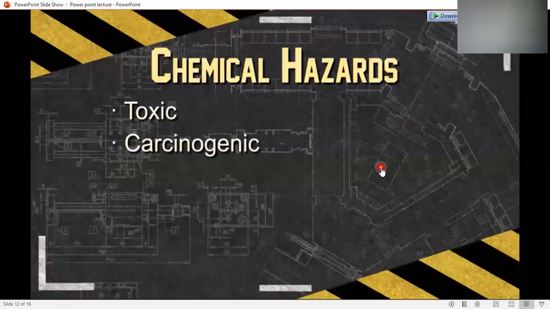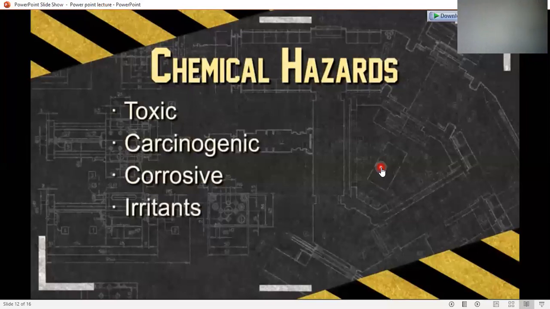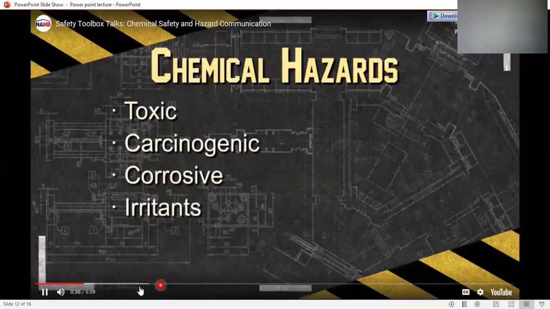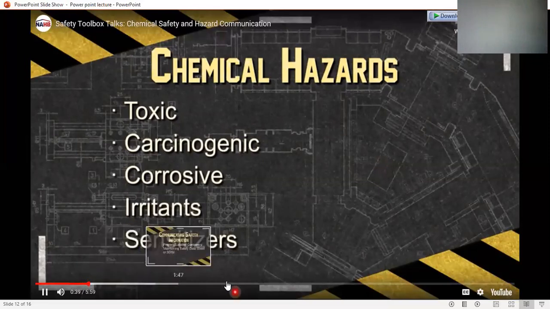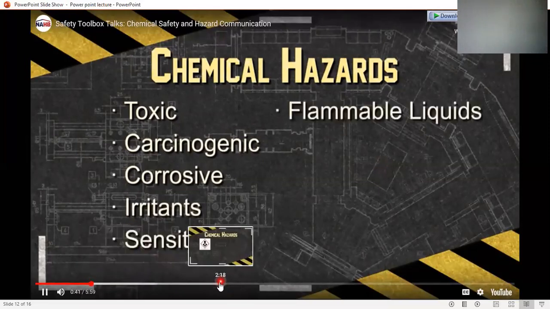There are corrosive chemicals causing visible destruction and alteration. There are irritants, chemicals causing inflammation, and sensitizers, chemicals causing allergic reaction in tissues. There are also flammable liquids that emit vapors that may catch fire.